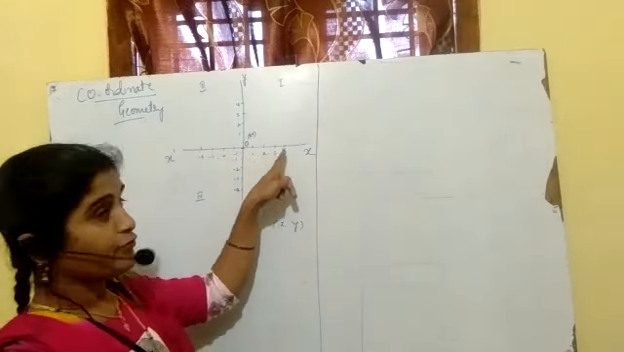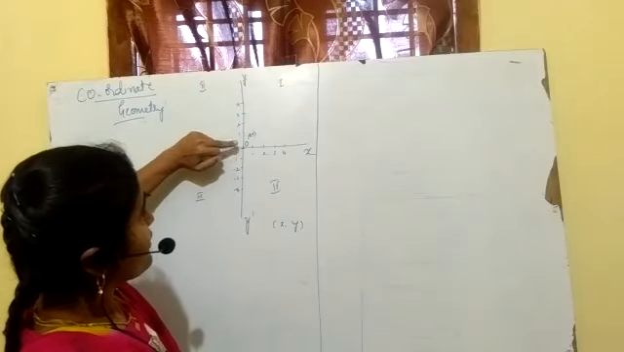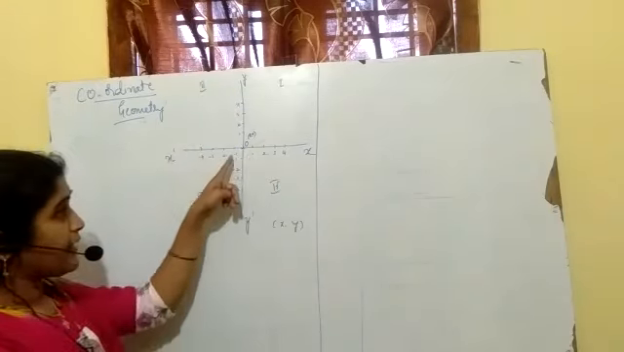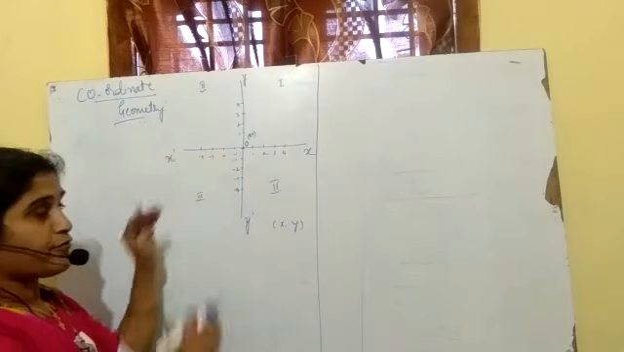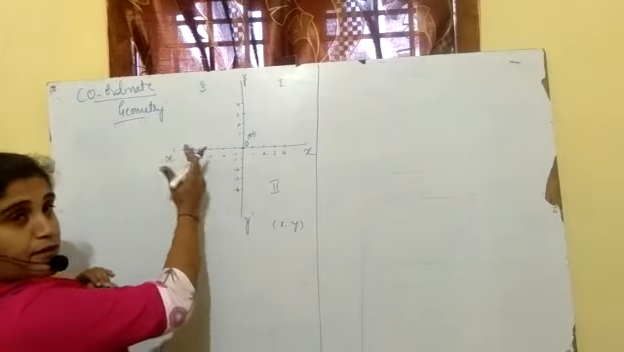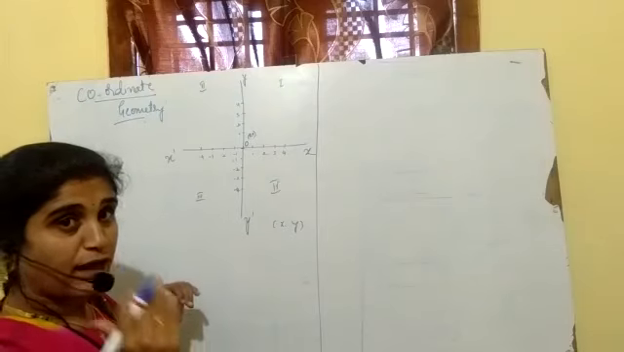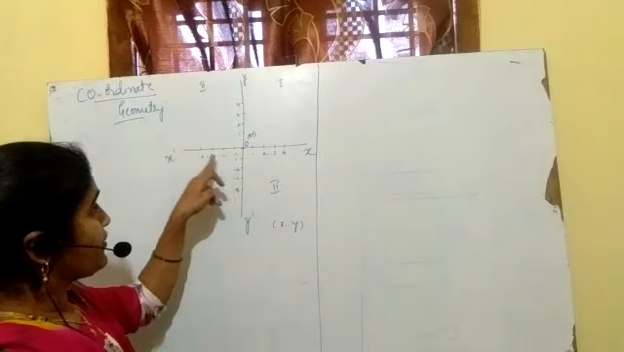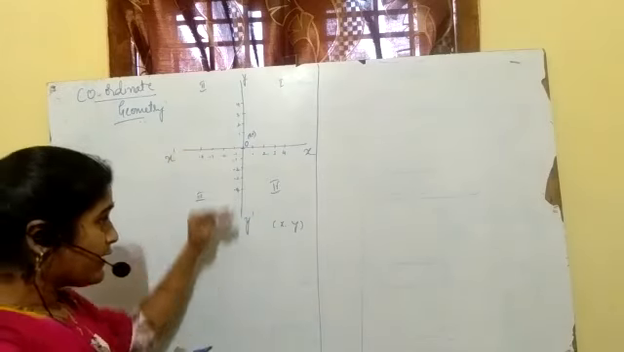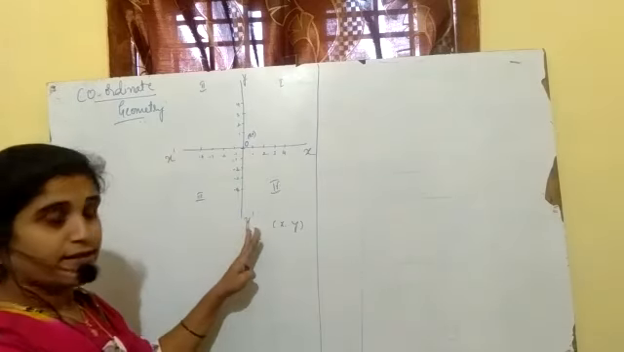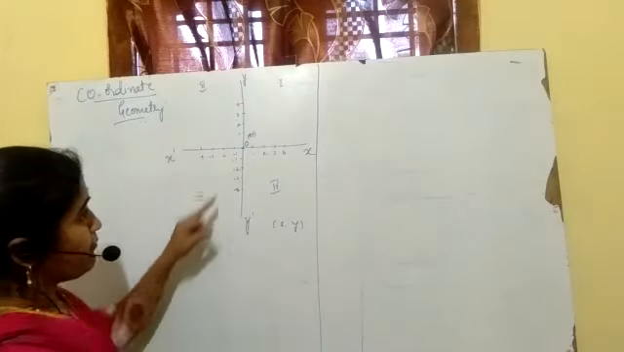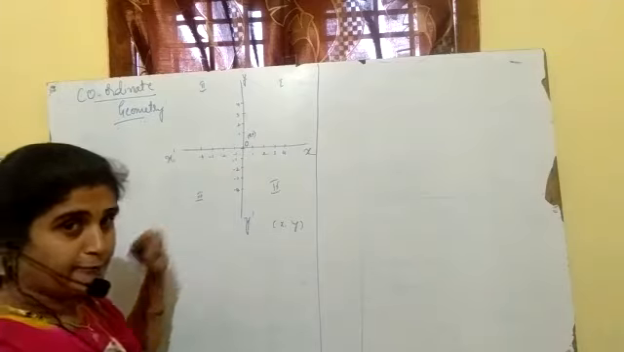In the upper portion, the y-axis increases from 0, 1, 2, 3, 4 like that. Here it's minus 1, minus 2, minus 3, minus 4. It is decreasing. The numbers increase, but the values are decreasing. Here it goes from 0 to minus 1, minus 2, minus 3 and minus 4. Here in the fourth, it's y dash. Here also the value decreases: minus 1, minus 2, minus 3 and minus 4.